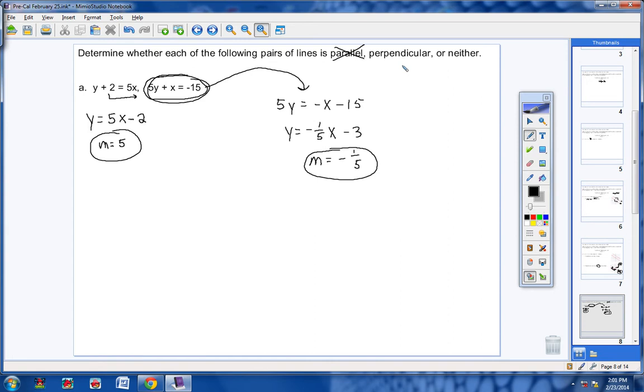Well, let's see if they're perpendicular. We know perpendicular slopes, first of all, will have different signs. Well, this slope is positive, this slope is negative, so far so good. We also know they will be inverses of each other. Well, 5 is the same thing as 5 over what? 1. So 5 over 1 inverted is 1/5. Or you could say 1/5 inverted is 5 over 1. So do these two slopes have opposite signs? Yes. Are they inverses of each other? Yes. So you know for a fact that these two lines, if you were to graph them, you would see they are what? Perpendicular.